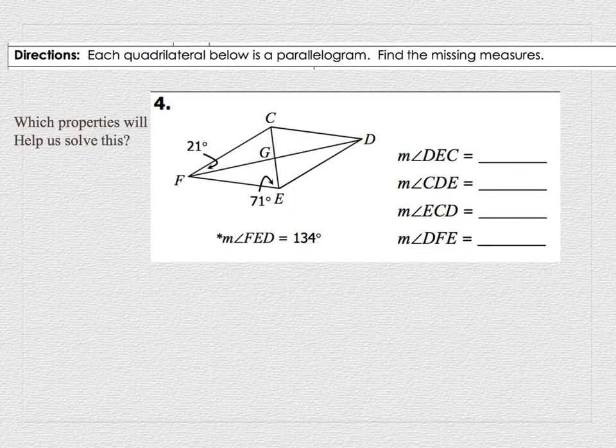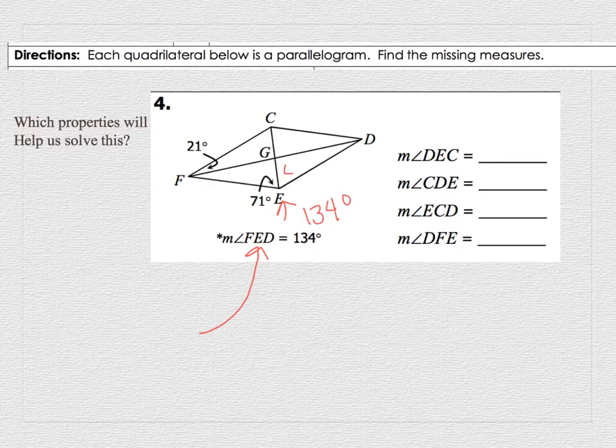So before we get started, we always read the problem. The question: each quadrilateral below is a parallelogram. Yay, the properties are going to help us find the missing measures. Well, first I want to point out that they have given us some information, angle FED. When they give us angles as 3 letters, we want to concentrate on the one in the middle. So angle FED is going to be this entire angle right here, not just the part that's 71, it is the whole thing. So the whole angle is 134 degrees.